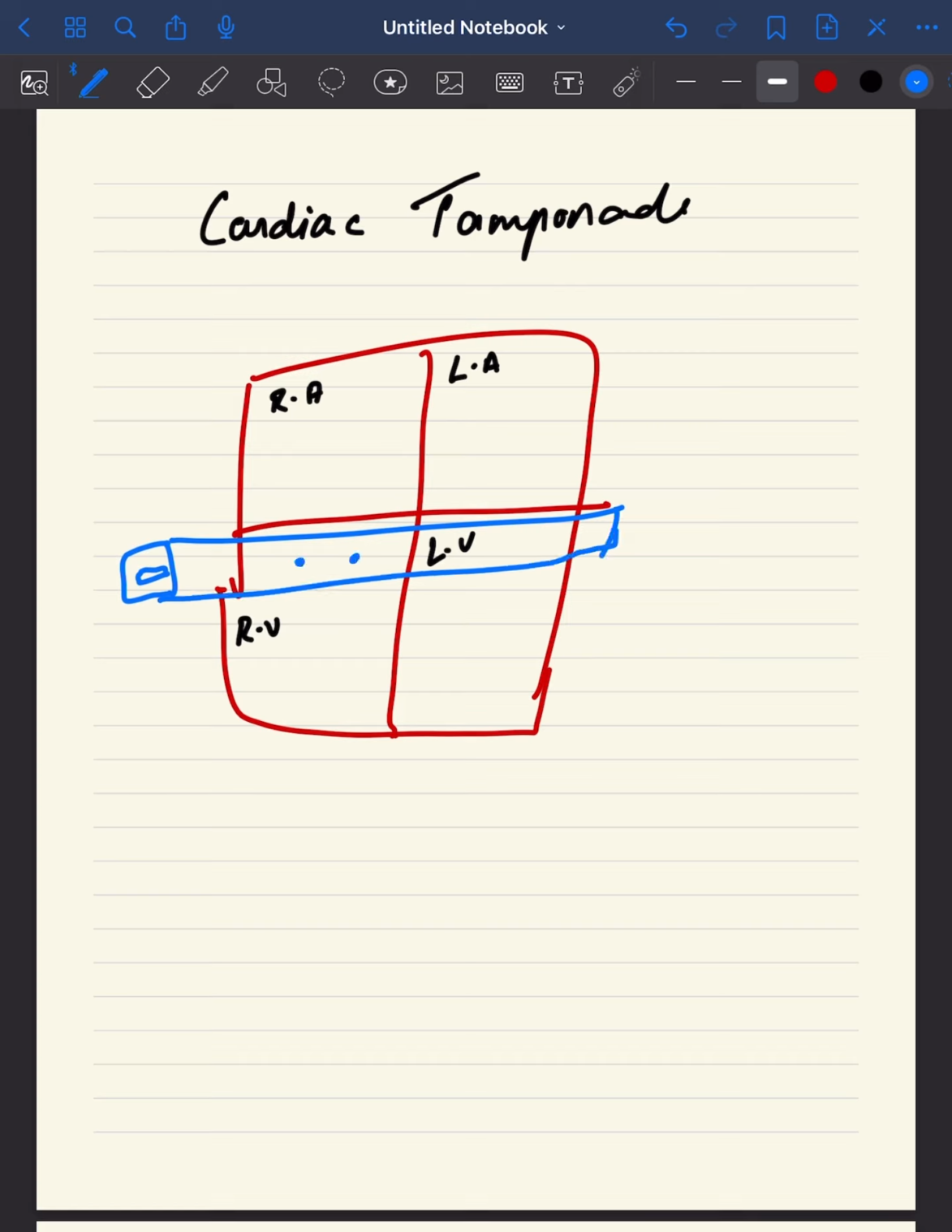So what happens because of this? Because of this, when blood gets filled, our heart can't expand to the outside. So what happens? The blood builds up inside, it squeezes here, just like we see in pulsus paradox. And because of this pushing of the right ventricle toward the left ventricle, our stroke volume decreases.